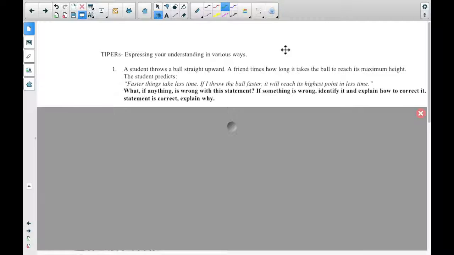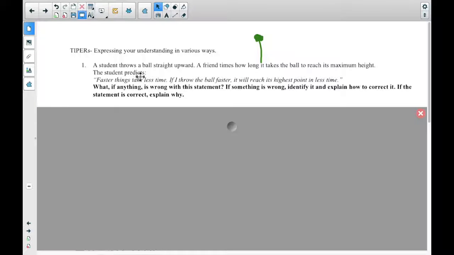Okay, a student throws the ball straight upward. So throws the ball straight up. A friend times how long it takes the ball to reach its max height. The student predicts, faster things take less time. If I throw the ball faster, it will reach its highest point in less time. What, if anything, is wrong with this statement? If something is wrong, identify it and explain how to correct it. If the statement is correct, explain why.